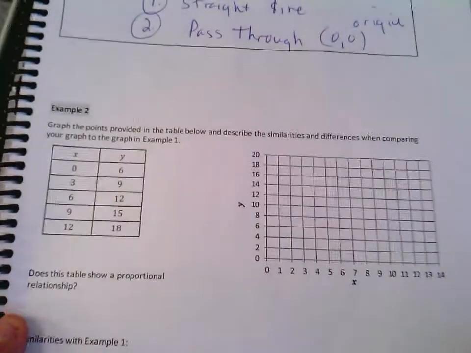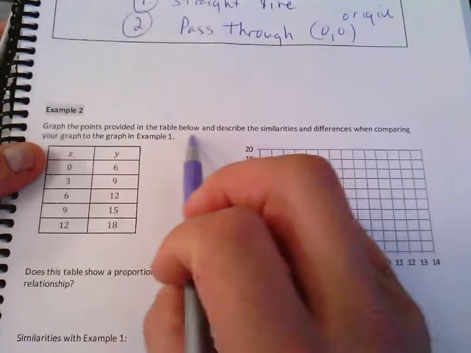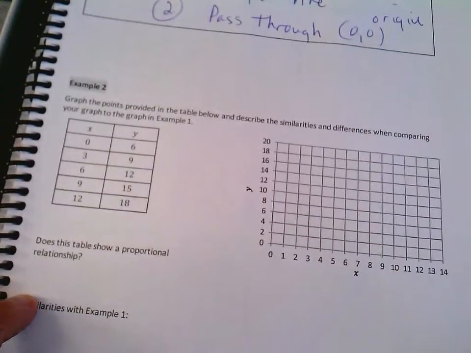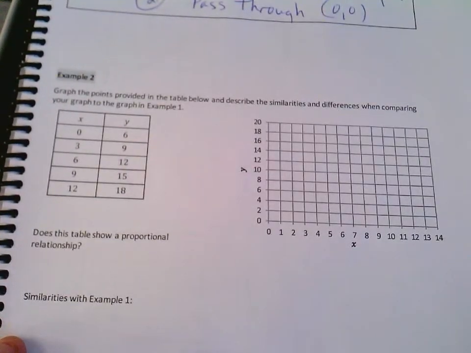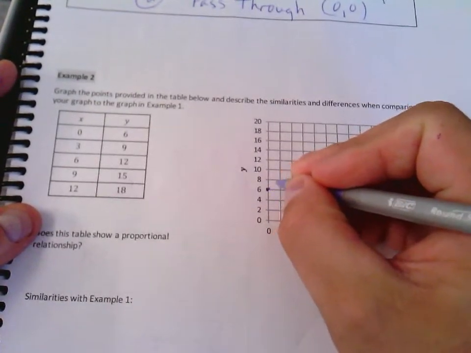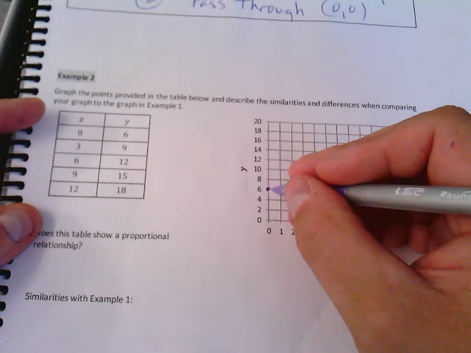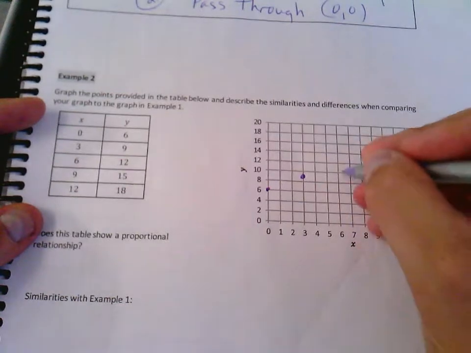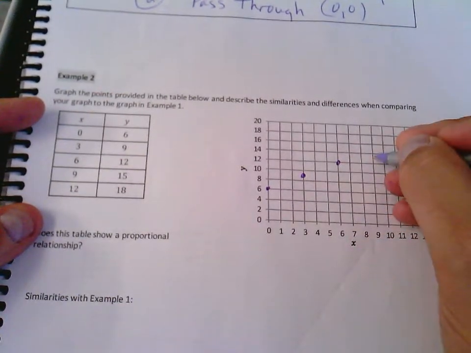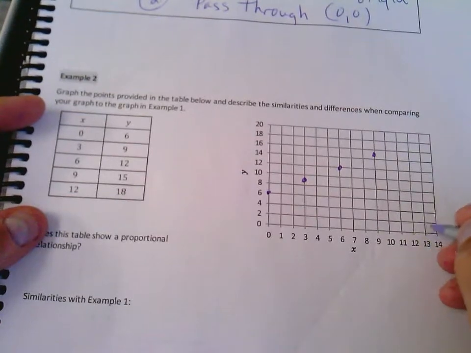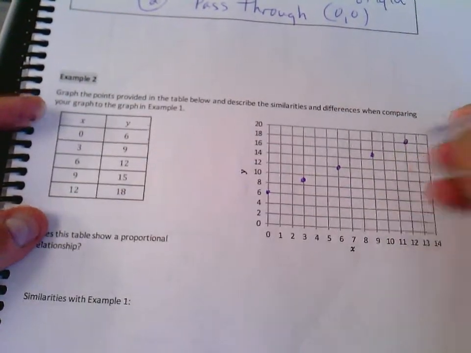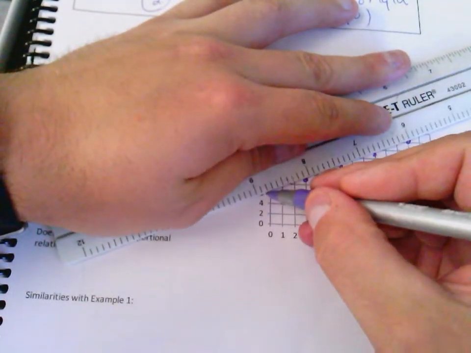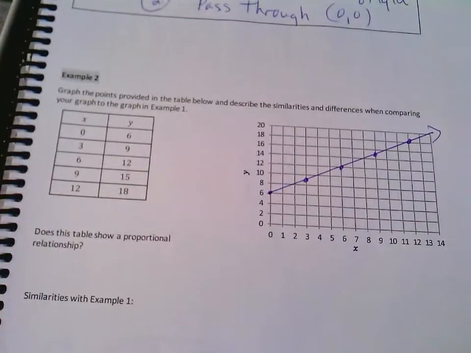All right, example number 2. In example number 2, we're going to graph the points provided in the table below and describe the similarities and differences regarding the graph to example number 1, which you may have to reference in order to do this. Okay, so I'm plotting the points now. You should already have these plotted. 9, 15. I'm also still working out the kinks on Edpuzzle as well. So there's the line through.